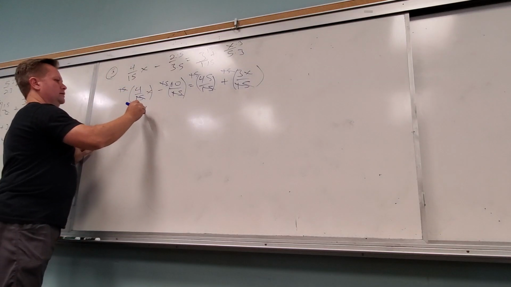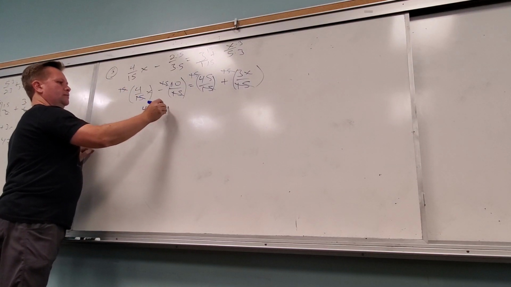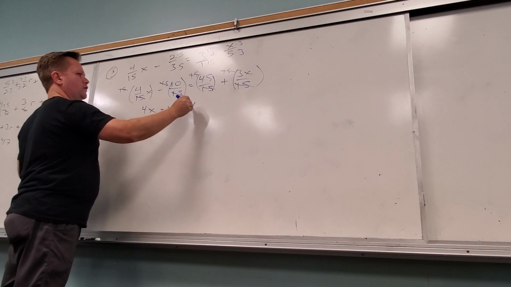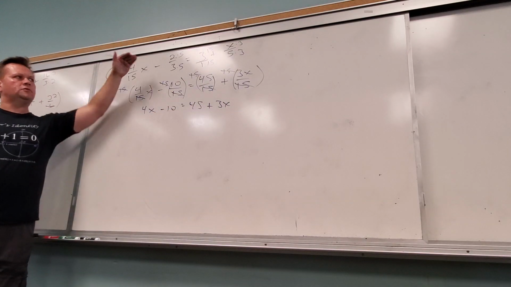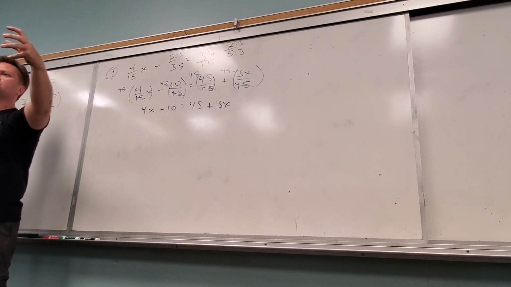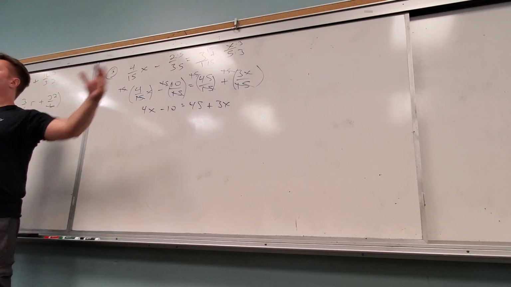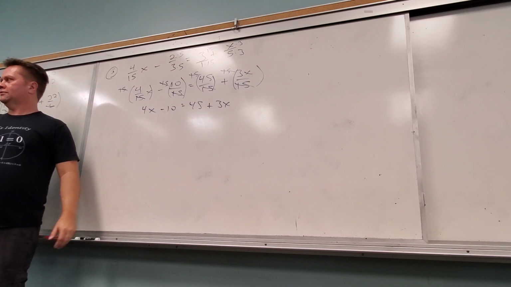This is going to come out nice. Plus 10 equals 45 plus 3x. And I like this problem too. If you do it like this, you get used to finding the survivors, right? Who survived. Does that make sense?